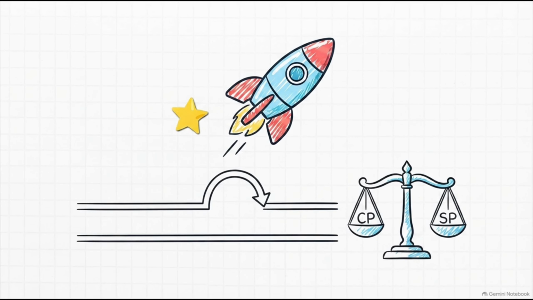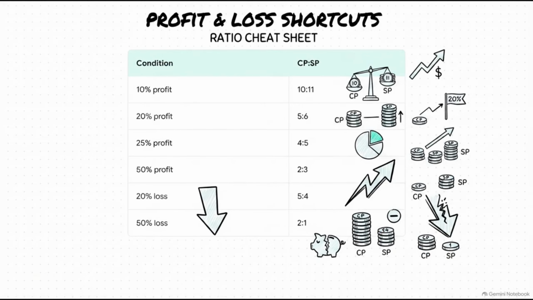Listen, if you're taking a highly competitive, timed exam like the SSC, or you're just trying to make a split-second business decision, you literally do not have time for long algebraic fractions. The absolute game changer here is the ratio method. This bypasses all those clunky formulas entirely by converting your percentages directly into ratios between the cost price and selling price. Think of these mappings as your ultimate cheat sheet.